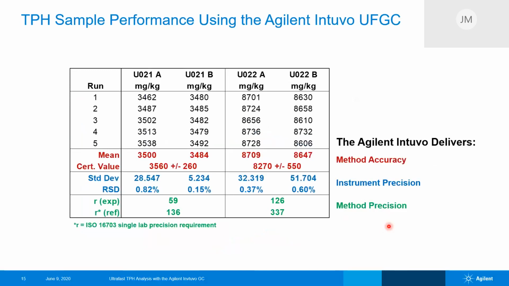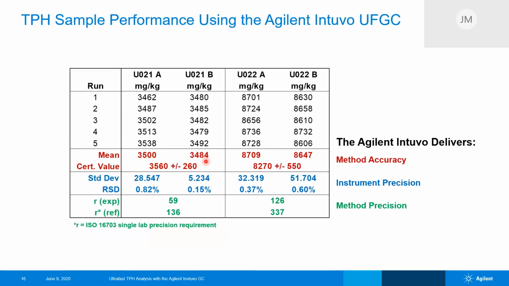And then finally, let's take a look at the quantitative results. As I said, I prepared each one of the samples twice, ran them 5 times each for a total of 10 runs. This is the soil sample, this is the river sediment sample. And so we can see what Intuvo is going to deliver is method accuracy. So look at the mean here for our 2 samples that I prepared. I have 3,500 milligrams per kilogram on sample prep 1 and 3,484 for sample prep 2 of the soil sample.